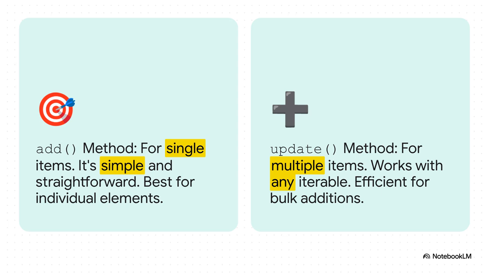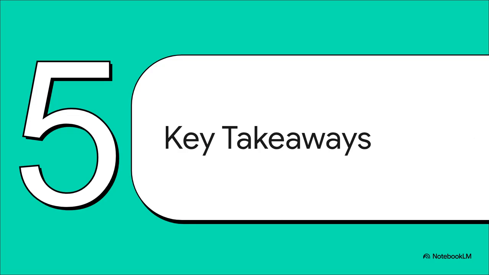Think of add as your scalpel. It's for adding one single precise thing. On the other hand, update is like a big scoop. You use it when you need to dump a whole bunch of items in at once, no matter if they come from a list, a tuple, or whatever. It's your go-to for bulk additions. All right, that was a lot, but hopefully it's all clicking into place.